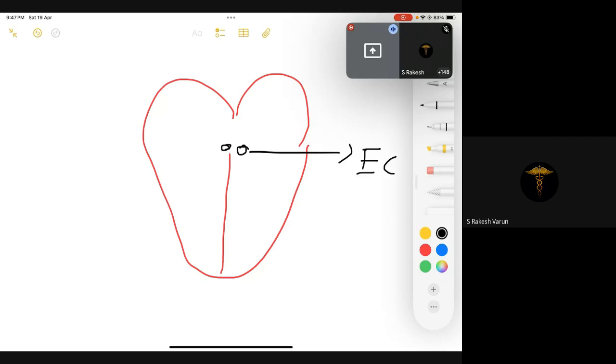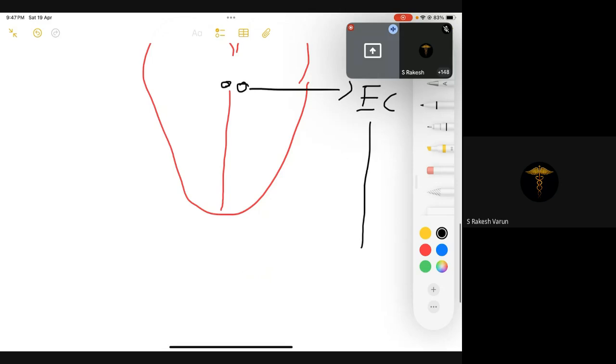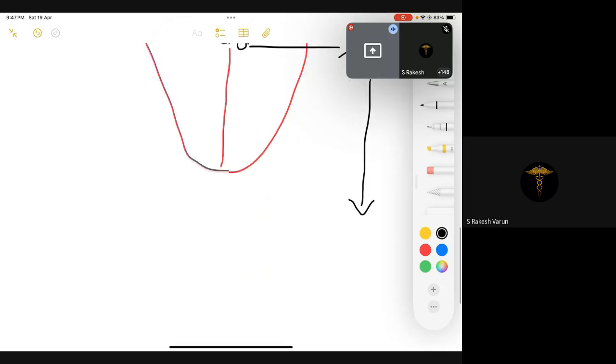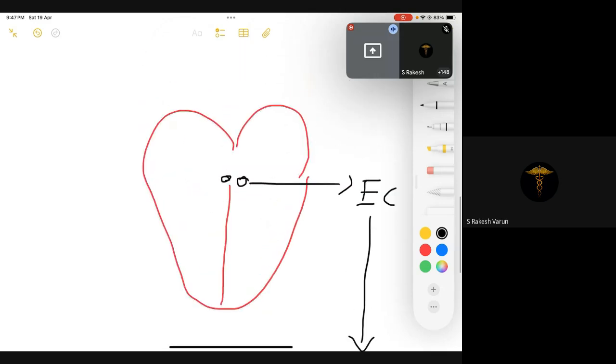Now a question should arise in our mind: what's the function of these endocardial cushions? Remember, as we know, this is your left ventricle, this is your right ventricle, and from the left ventricle basically arises our aorta, right?